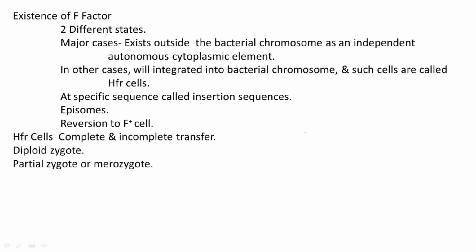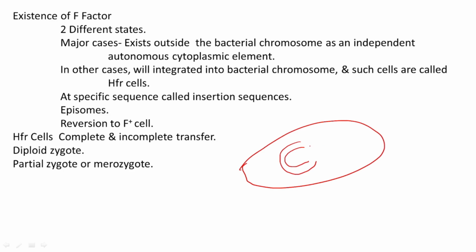Okay, that I am going to show. This is the bacterial cell, and this is the bacterial chromosome, and along with that the F factor is also integrated. Such cells are called HFR cells. And where that insertion of the F factor happens is at some specific sequence in the bacterial chromosome, and those sequences are called insertion sequences.